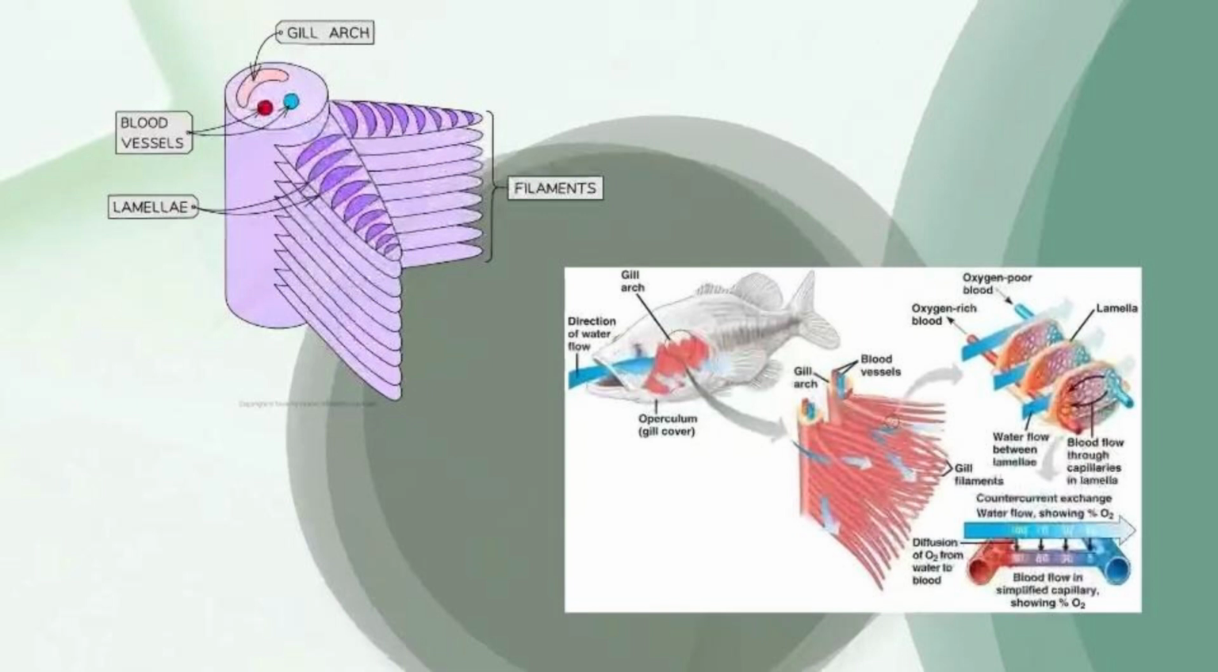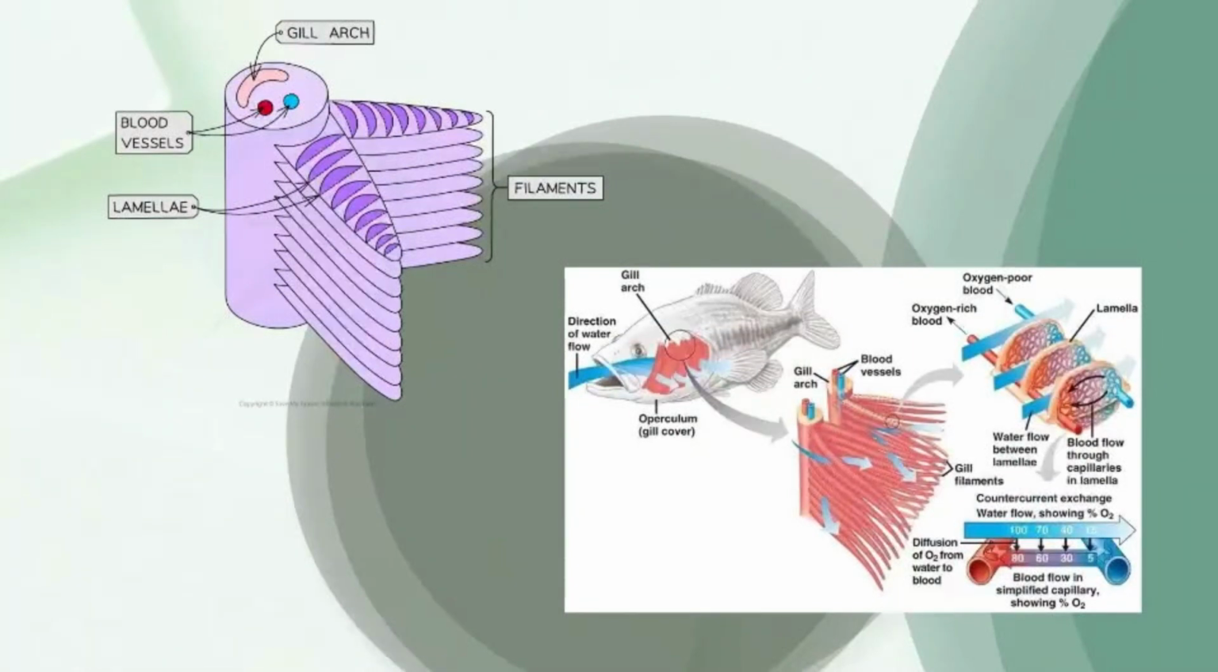So by having this counter flow, where the water is flowing in one direction, the blood is flowing in the other direction, it is maintaining the maximum difference we can get between the level of oxygen in the water and the blood. And when you have a bigger difference in the concentration or the amount of oxygen in two different liquids, the diffusion will be greater.